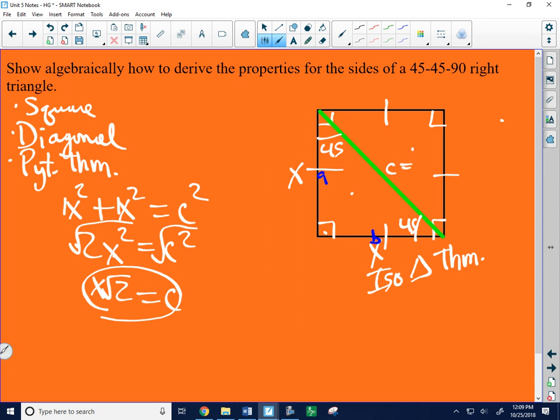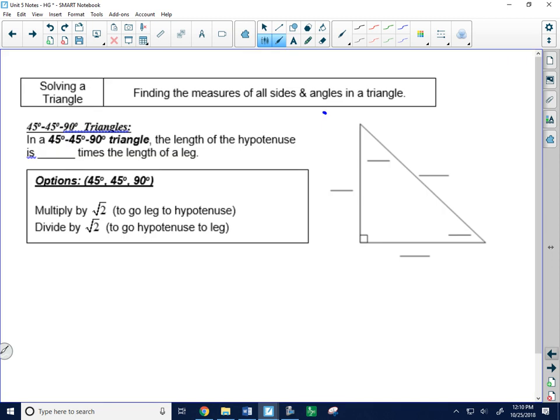And so that should look just like what we did in the practice. It was 4, 4, and 4 radical 2. This is x, x, and x radical 2. And so the pattern is the hypotenuse is x radical 2 times as much. So let's write that down.